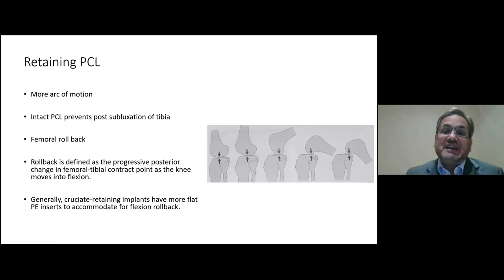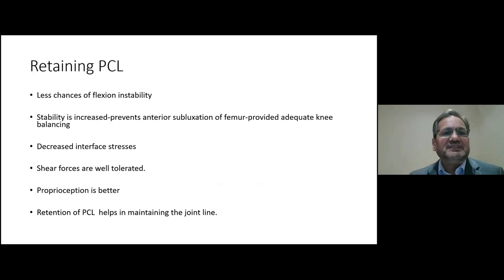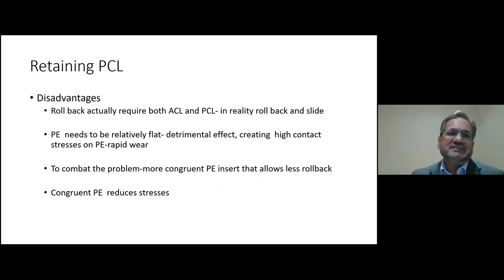The femoral rollback basically is that if you look at the picture, as the knee flexes, the contact point between femur and tibia moves backward. So that's a femoral rollback. PCL retaining does help this one. But you probably need a flatter kind of polyethylene tray to achieve that. The other benefits, there's less chance of flexion instability. This is really questionable. And stability is increased, the femur does not jump anteriorly because the PCL is intact. Proprioception is better, probably.